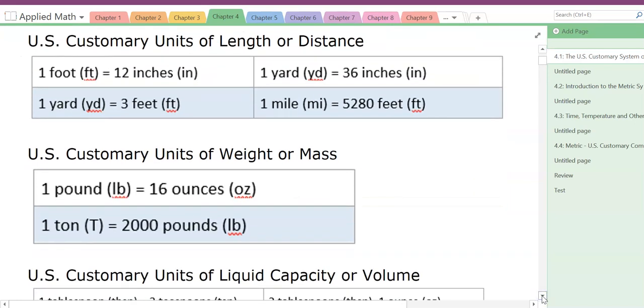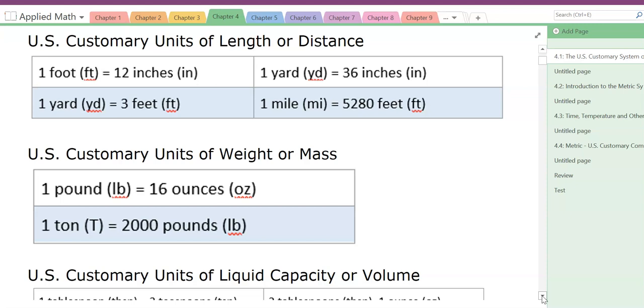The first one is length or distance. So 1 foot is the same thing as 12 inches, 1 yard is the same thing as 36 inches, or 1 yard is the same thing as 3 feet. And then 1 mile is 5,280 feet. Those would be some common conversions if you were trying to go between feet to miles, feet to inches, feet to yards, anything like that.